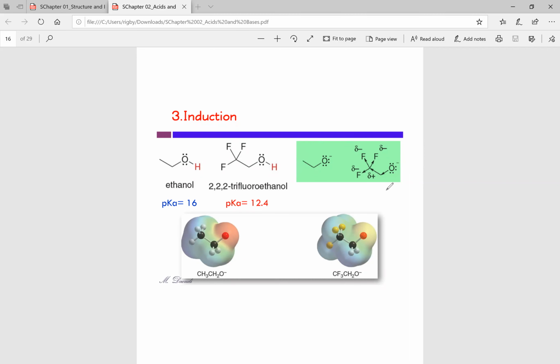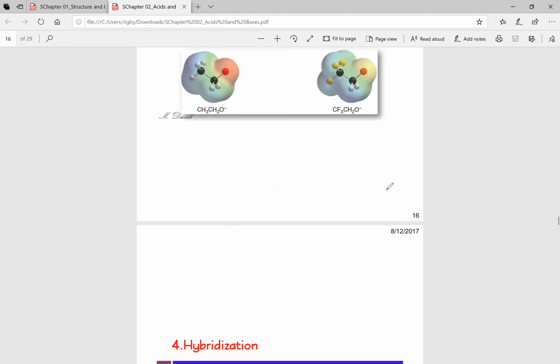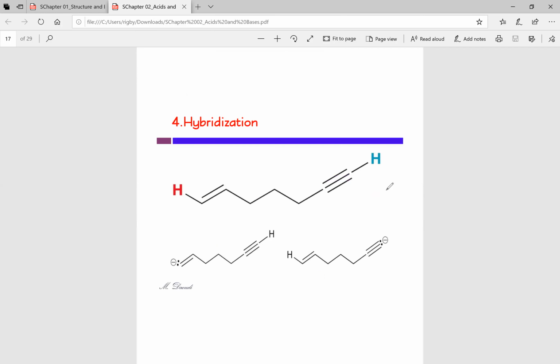Okay, so we've gone over atomic effects, we've gone over resonance effects, we've gone over induction effects. If all 3 of those are exactly the same, the last thing we're going to go over is the hybridization, also known as the orbitals. And the rule here is that the more S character you have, the more acidic that proton will be. So when we're talking about S character, we're going to be talking about the hybridization of usually carbons, but it can be anything. So we're looking at sp versus sp2 versus sp3.